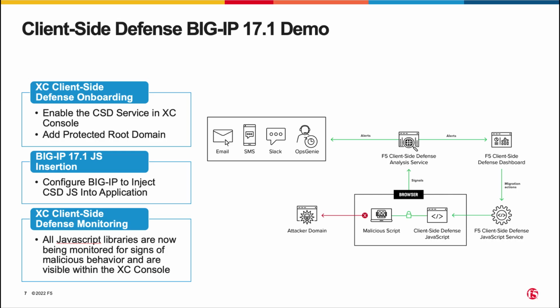Now let's jump into a product demo and see how easy it is to get up and running with Client-Side Defense in BIG-IP 17.1. Our client-side defense demo will start out by onboarding the application domain to the Distributed Cloud Client-Side Defense console. Next, we'll inject the client-side defense JavaScript into all transactions between the client and our application using the new client-side defense integration with BIG-IP 17.1. Once these two steps are completed, we'll have visibility into the script activity running in our web applications, regardless of how deep they live in the JavaScript supply chain.